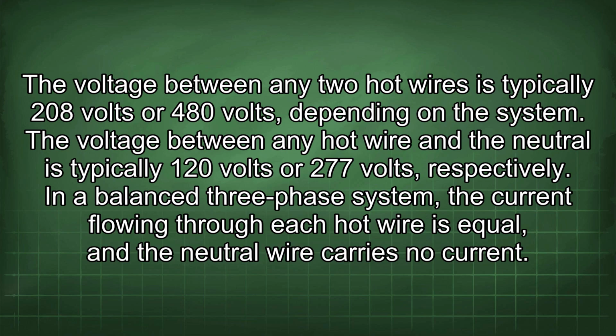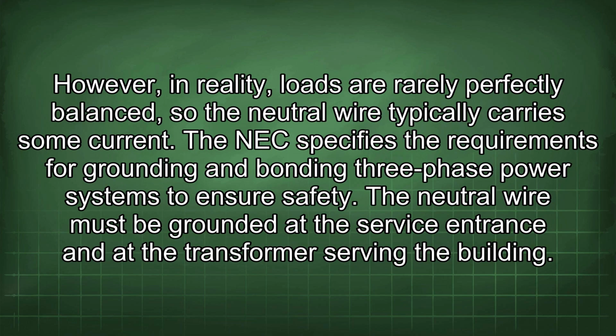The voltage between any hot wire and the neutral is typically 120 volts or 277 volts, respectively. In a balanced three-phase system, the current flowing through each hot wire is equal, and the neutral wire carries no current. However, in reality, loads are rarely perfectly balanced, so the neutral wire typically carries some current.